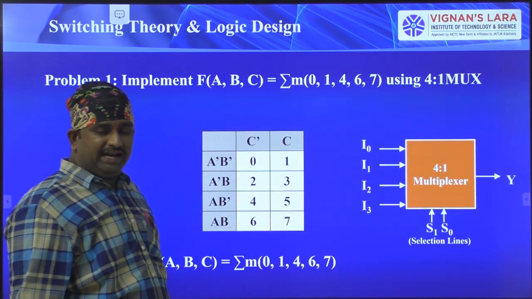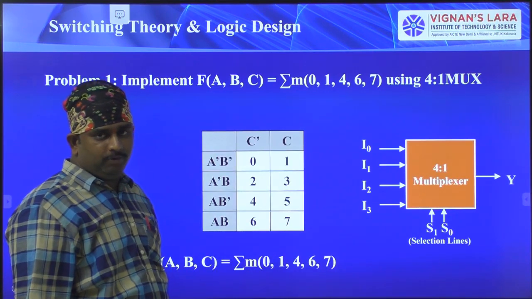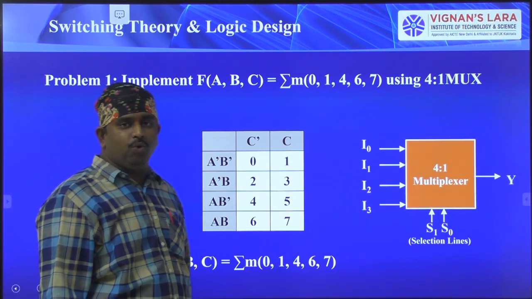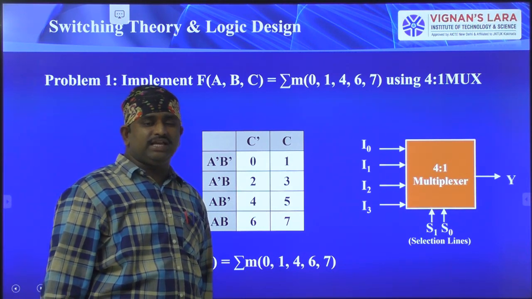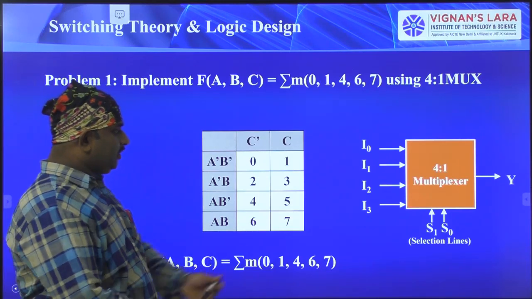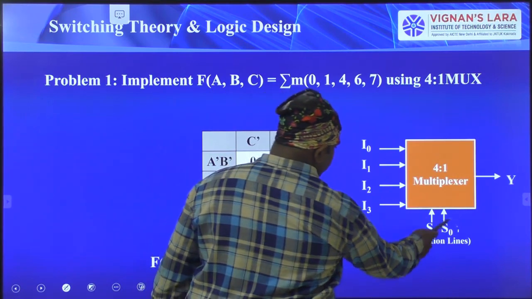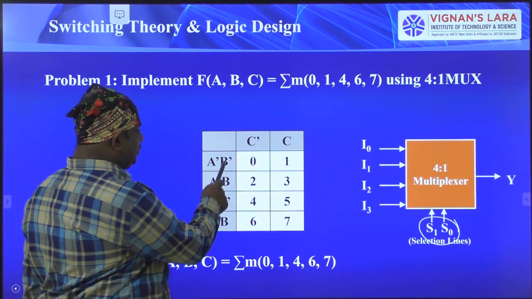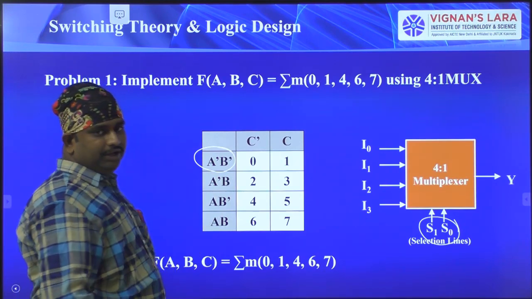Now let us take a small table consisting of ABC inputs. Why? Because here we have only 2 selection lines. The 2 selection lines I am taking as A, B input terminals. So for the multiplexer, I have 2 input lines S1, S0. Those S1, S0 I am treating as AB.